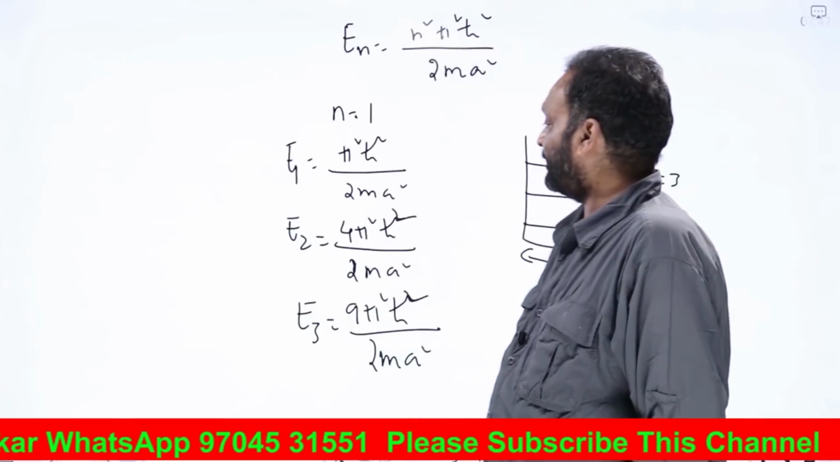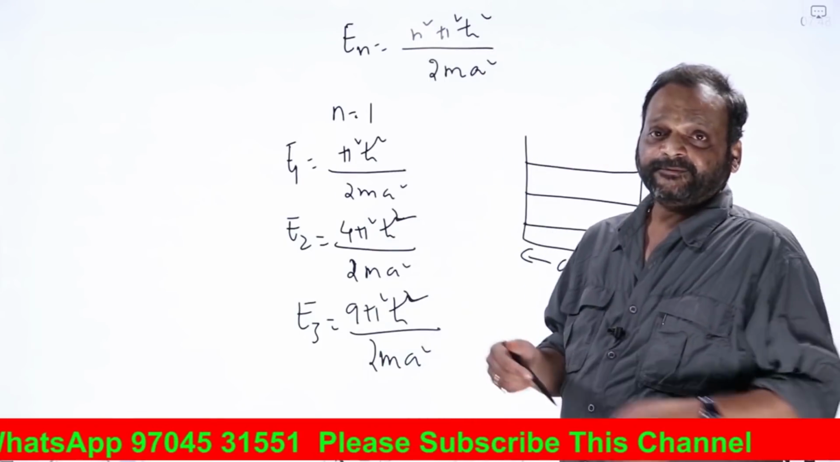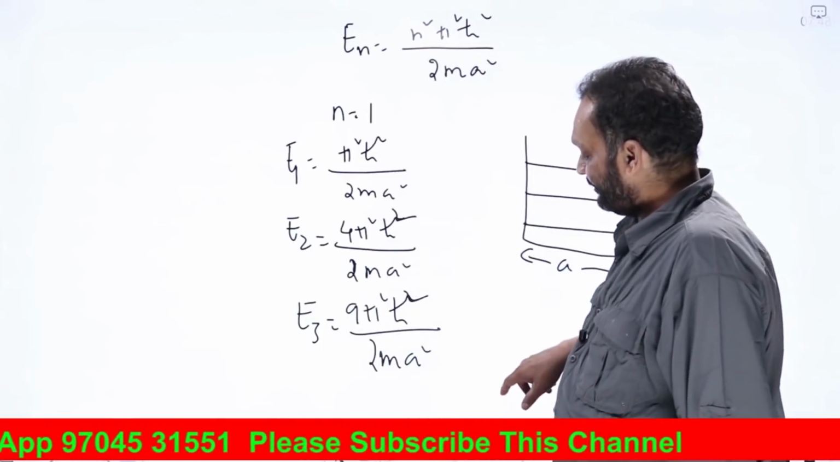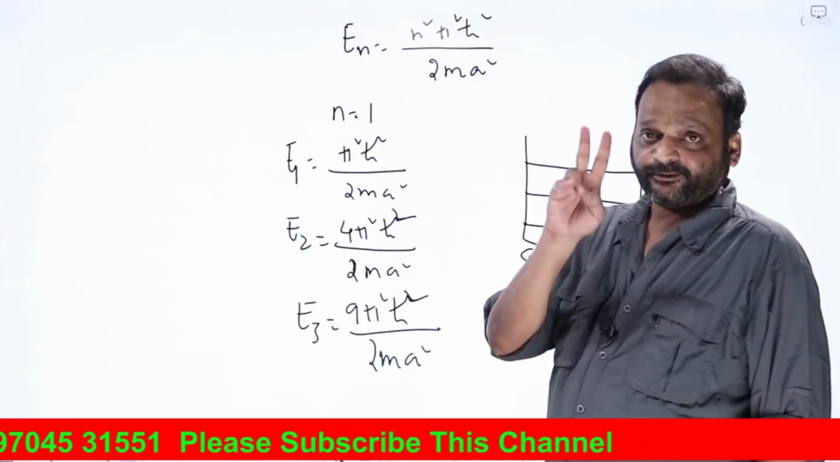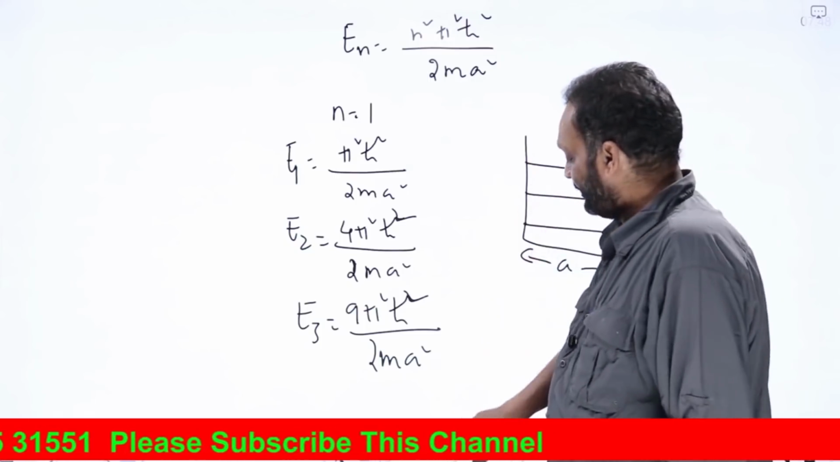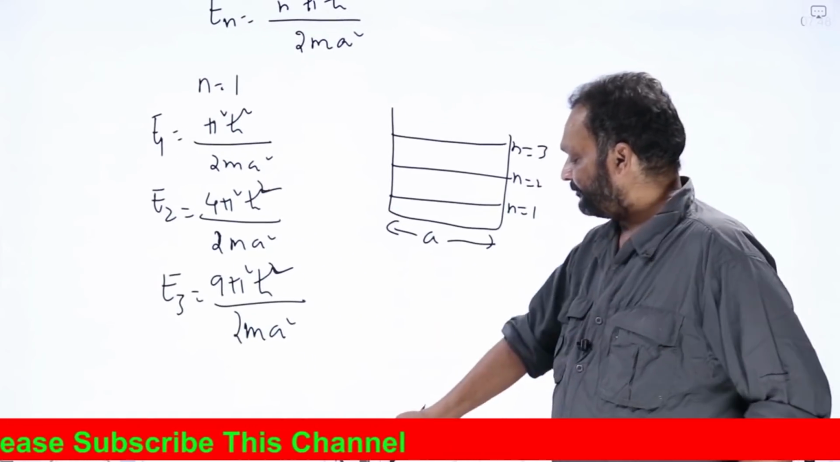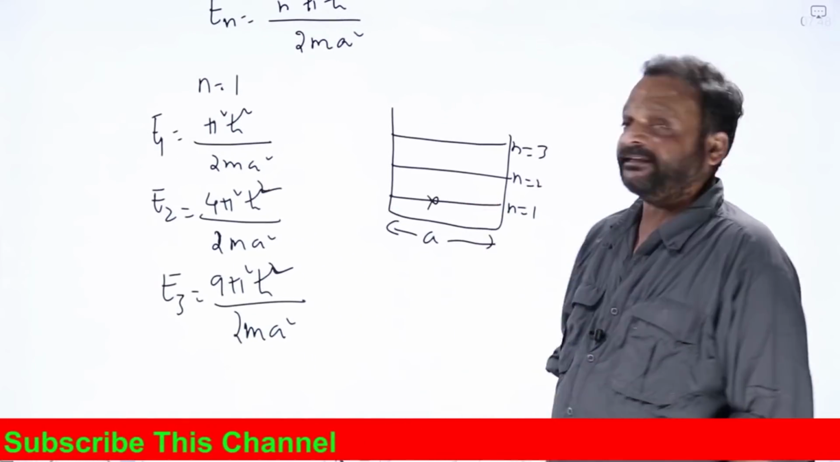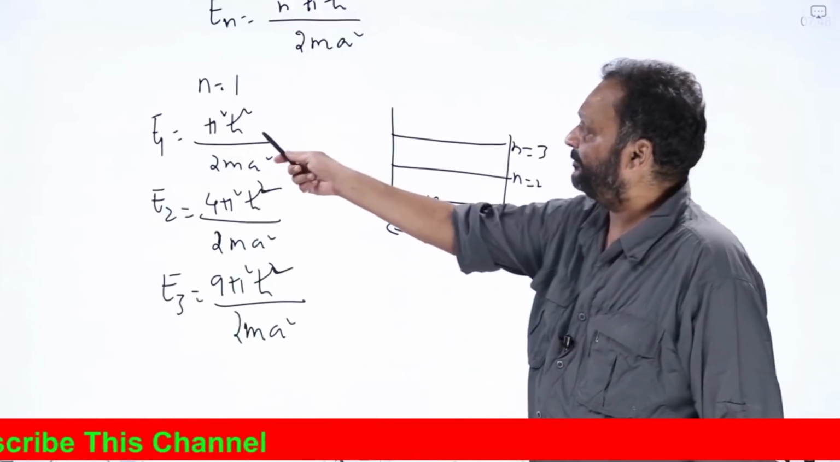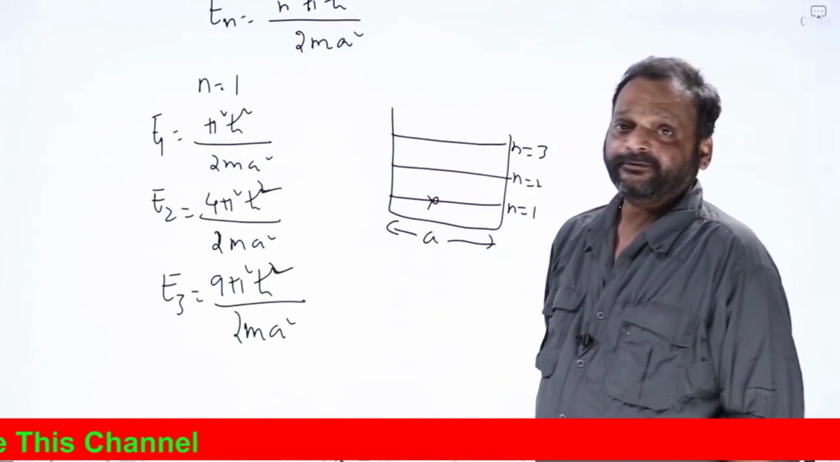Okay, electrons are fermions. So Pauli's exclusion principle: one energy state can accommodate only 2 electrons with opposite spins. So what happens when I put the first electron? It will go and occupy the lowest possible energy state, that is n equal to 1. Its energy will be pi square h bar square by 2m a square.